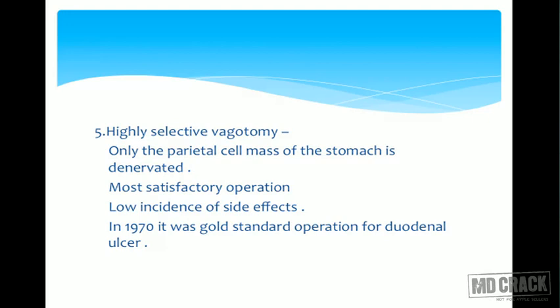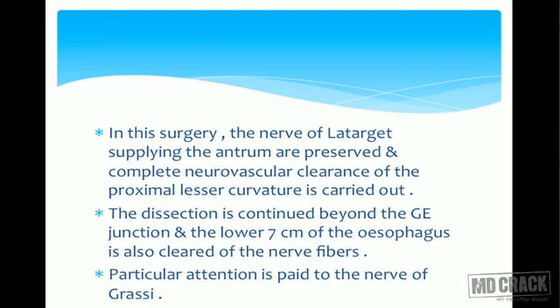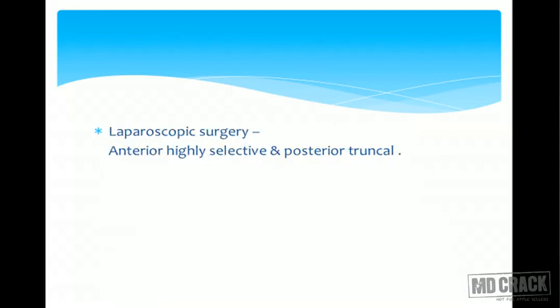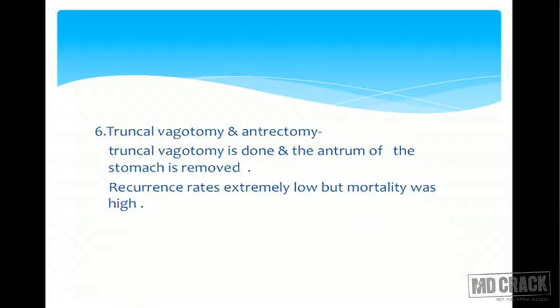It was the gold standard operation for duodenal ulcers in 1970. In this surgery, the nerve of Latarjet supplying the antrum was preserved, and complete neurovascular clearance proximal to the lesser curvature was carried out. The dissection is continued to the gastroesophageal junction, and the lower 7 cm of the esophagus was also cleared of nerve fibers. Now these surgeries can be done with laparoscopy.